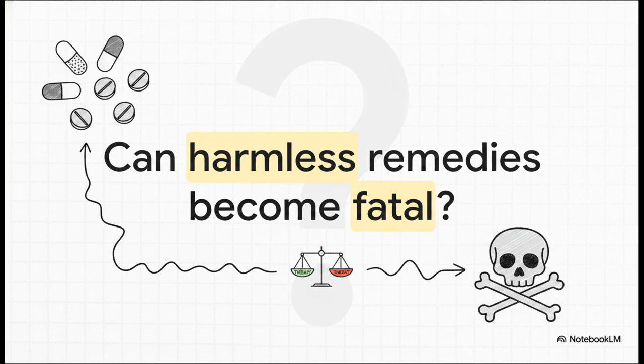Now, it really begs the question, right? How can these seemingly harmless, everyday remedies become fatal? Well, the literature makes it abundantly clear that the line between a therapeutic cure and a systemic threat is incredibly fine. We take these pills to lower fevers, stop headaches, and soothe sore muscles, but when you look at it on a molecular level, the margin for error is actually startlingly narrow.